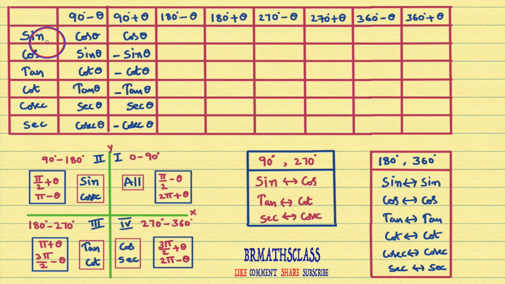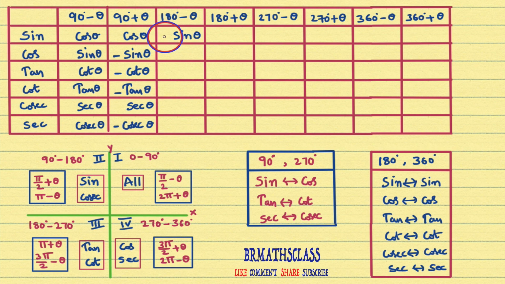Now we will see what is sine 180 degrees minus theta. You see here 180 degrees is there. Whenever you see 180 degrees, 360 degrees in allied angles, function remains same. You remember that function remains same. Sine remains sine only. Sine 180 degrees minus theta is sine theta.